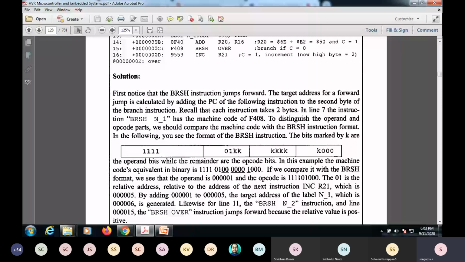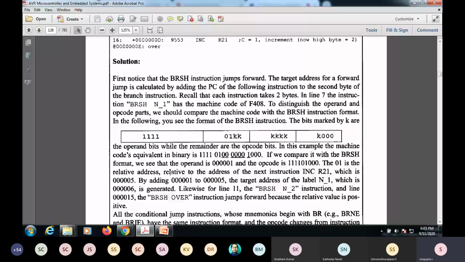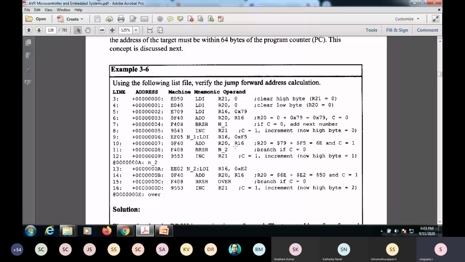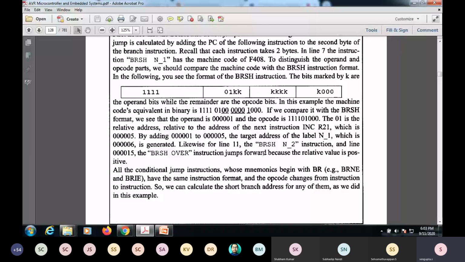Because this is BRSH, it deals with the relative address. If you go here, N2, the relative address is around 1 or 2 places from here. Similarly here, N1, the relative address is again 2 or whatever places from here. So it doesn't use the absolute value of the address. Because the relative address is the same, you have the same code.